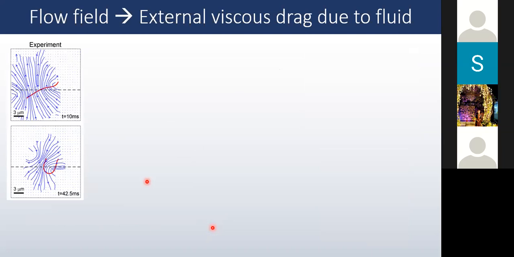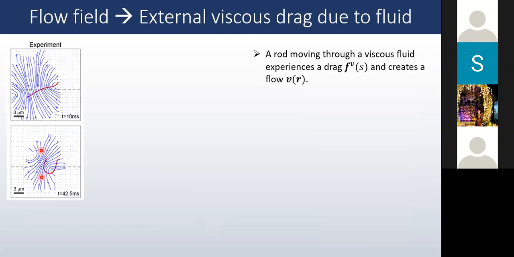Now, what do I do with the experimental flow field? Do I really need it? The answer is yes, because if you want the external viscous drag unambiguously, you need this flow. We all know that any object moving through a viscous fluid experiences a drag, and because it's in a fluid, it creates a flow velocity around it, which is V.